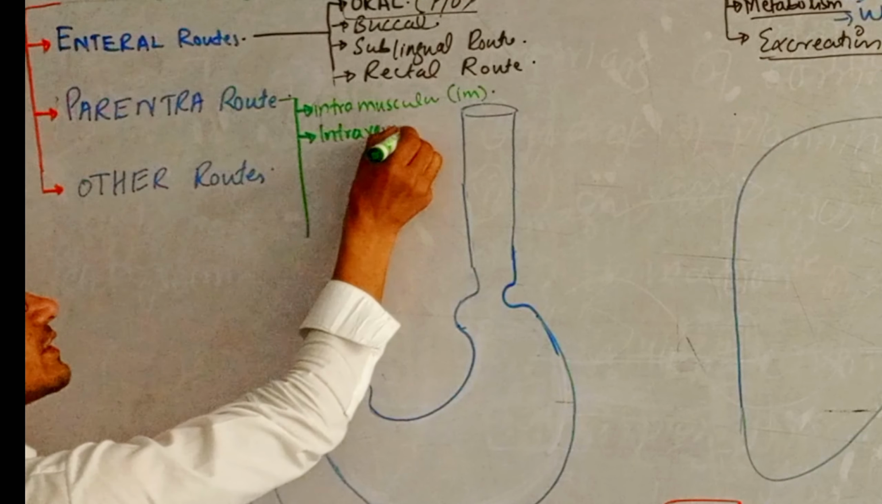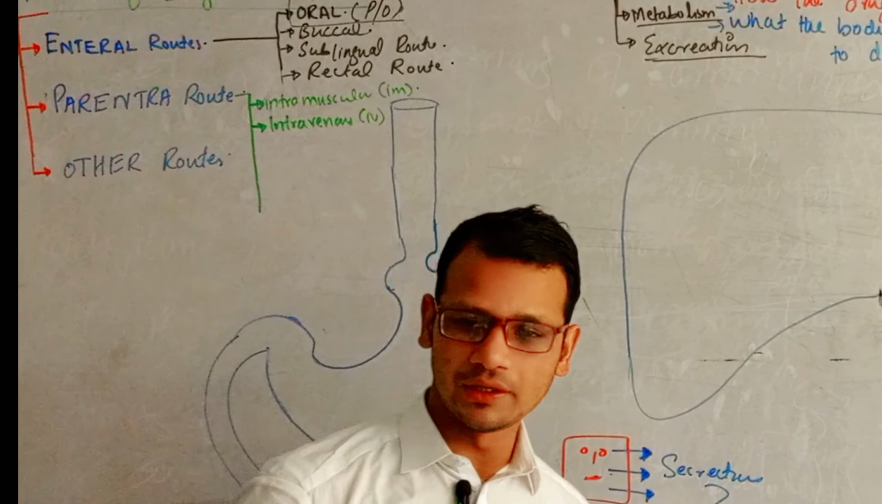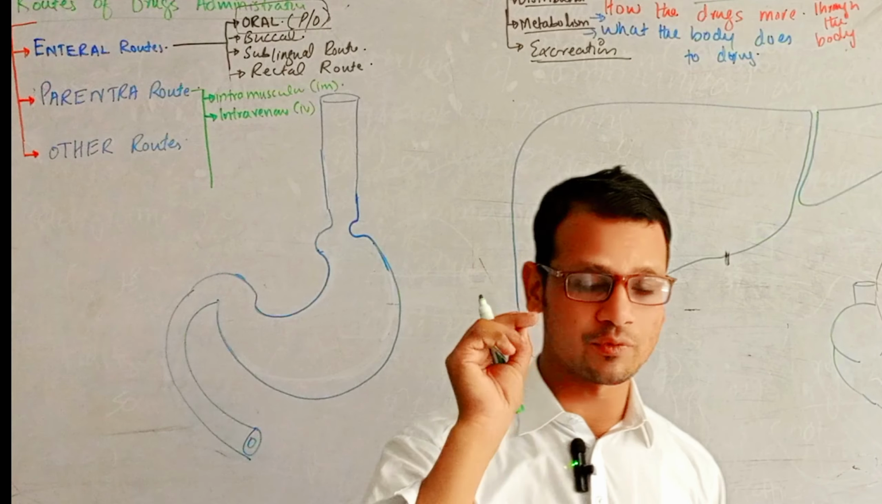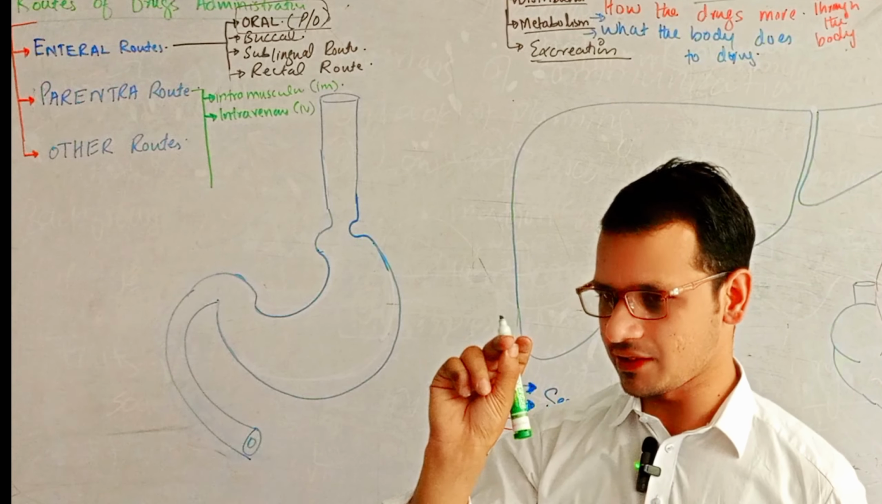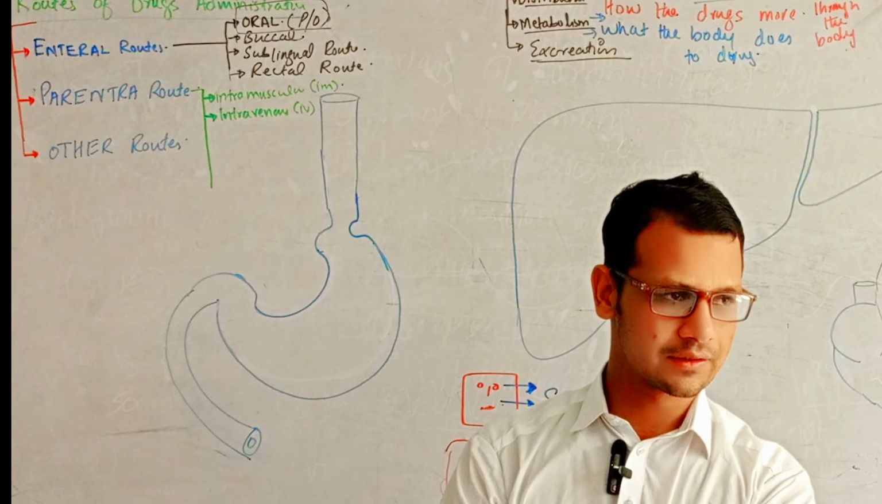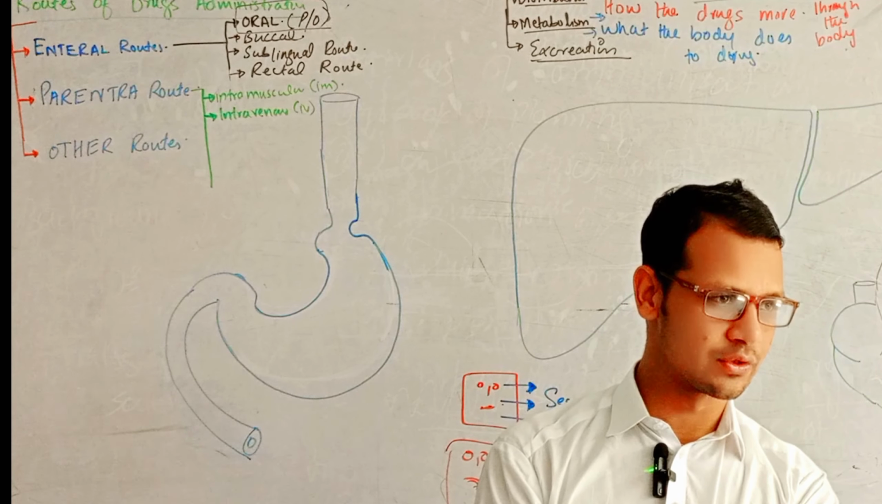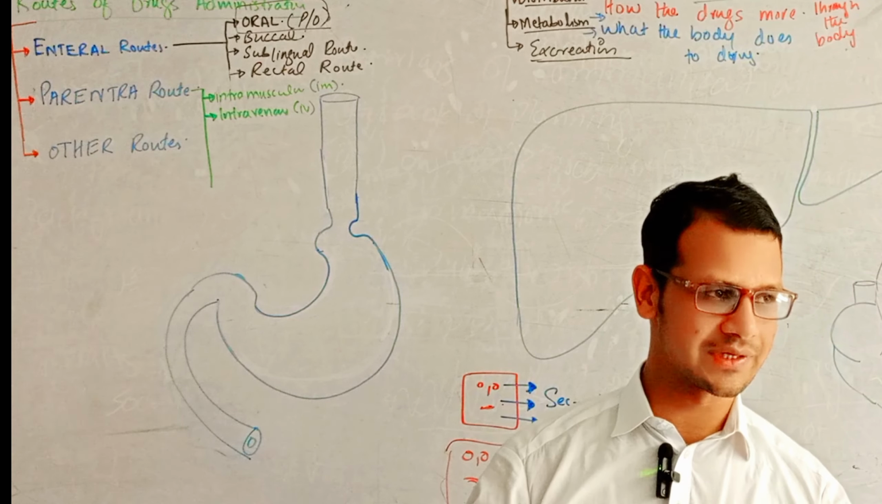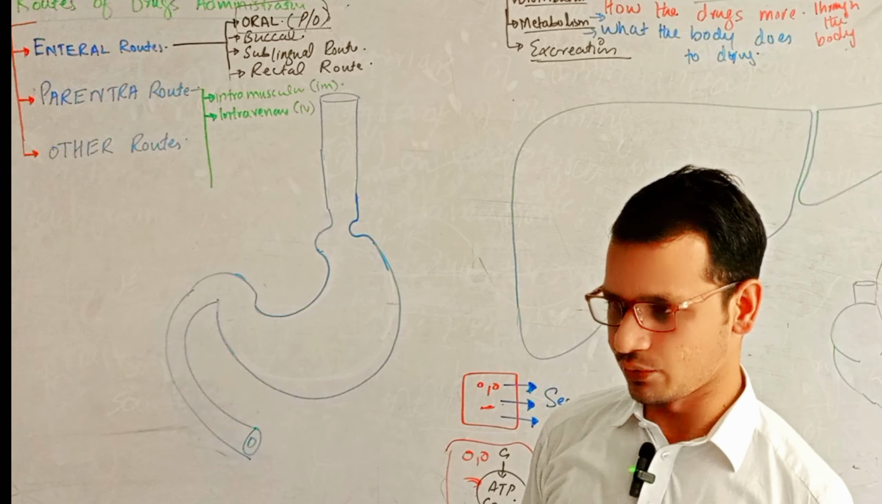The second is intravenous. Intravenous is the emergency route. It is called the emergency route because it is the only route which has 100% bioavailability, as the drug is injected directly into the blood, and it bypasses first pass metabolism. If a person is unconscious, we use the intravenous route.